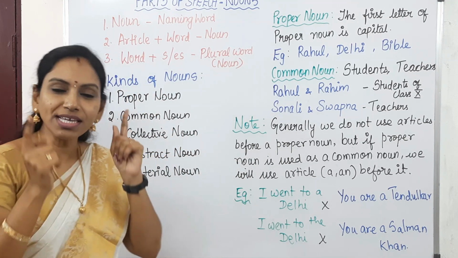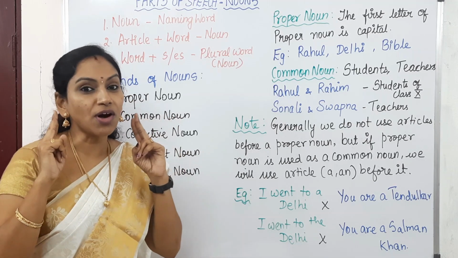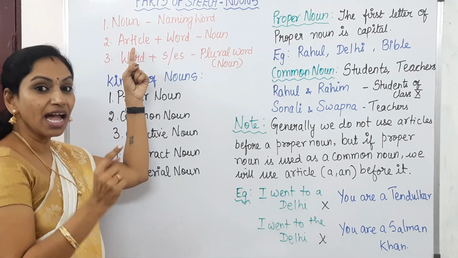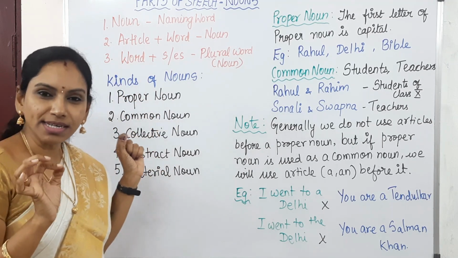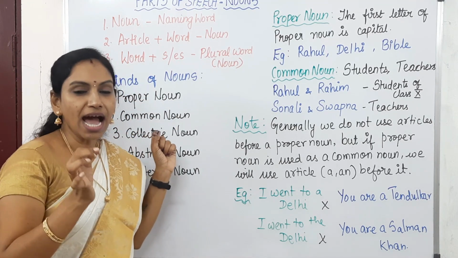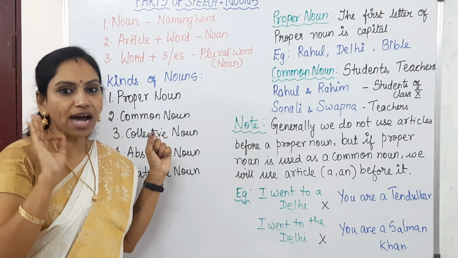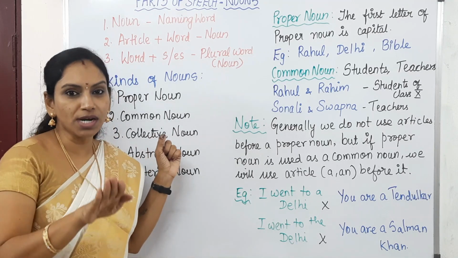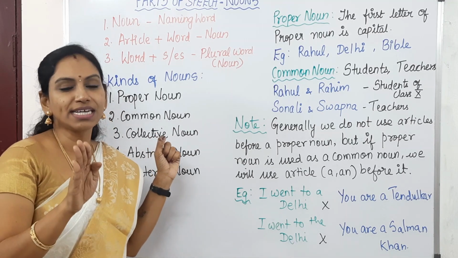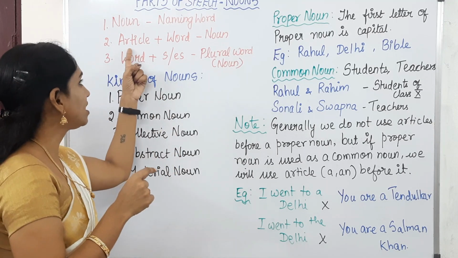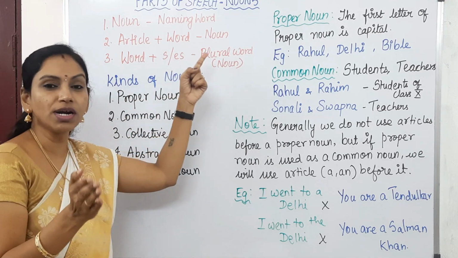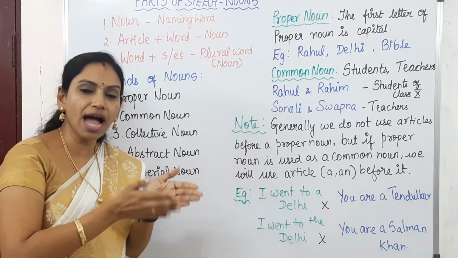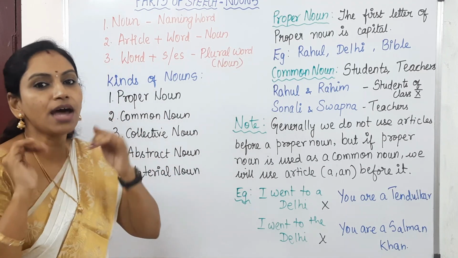Not only that naming word, we also have two more options. What is that? An article. What is an article? You have a, an and the. All these three are articles. If you have an article before a word, you can also call it a noun. Article plus word: any word before which you have an article, that is a, an and the, is called a noun.